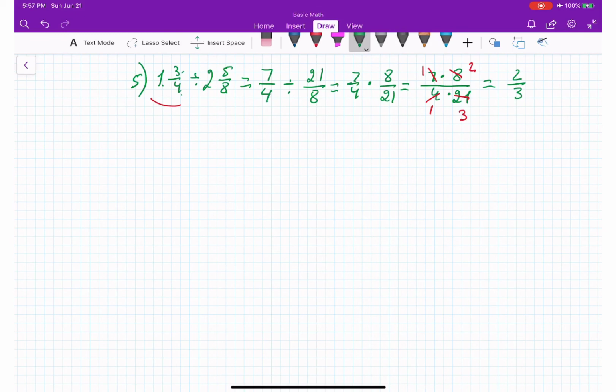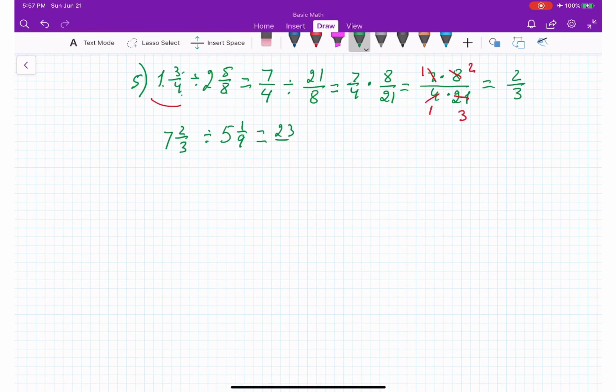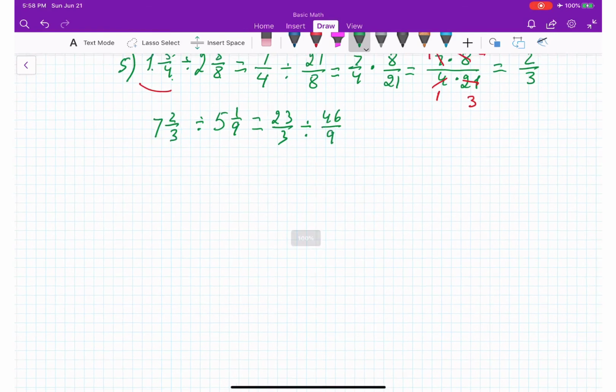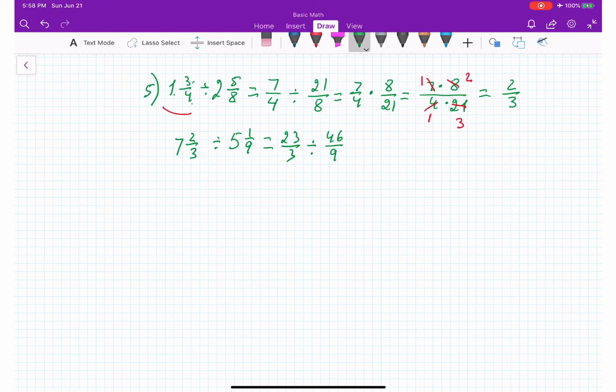Another one. 7 and 2 over 3 divided by 5 and 1 over 9. That is equal. 7 and 2 over 3. 7 times 3, 21, and 2, 23 over 3. Okay, divided by 5 and 1 over 9. 5 times 9, 45, and plus 1, 46 over 9. Let's this time do it through cross multiplication.